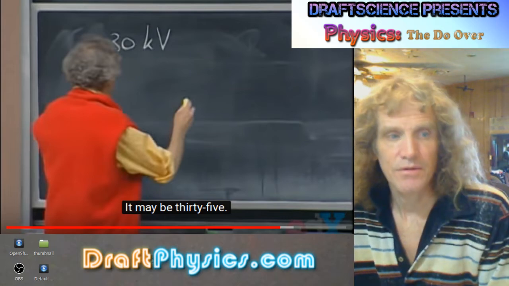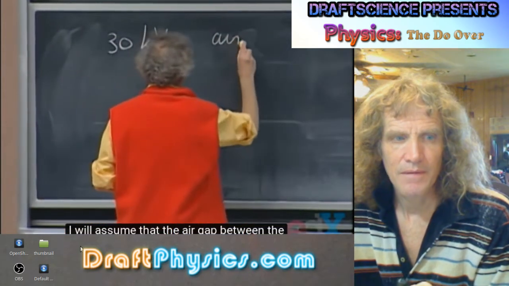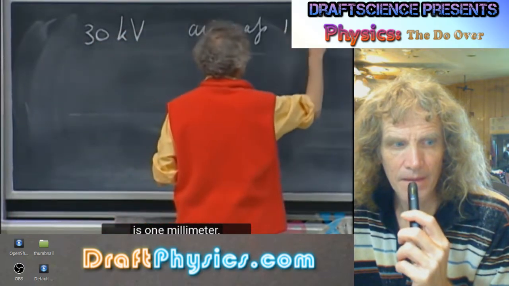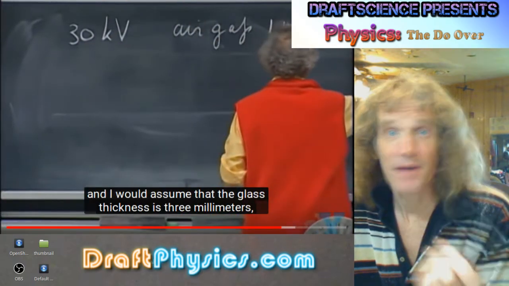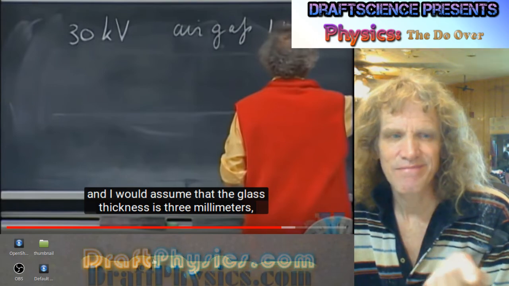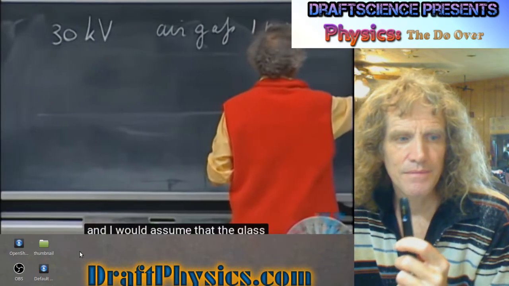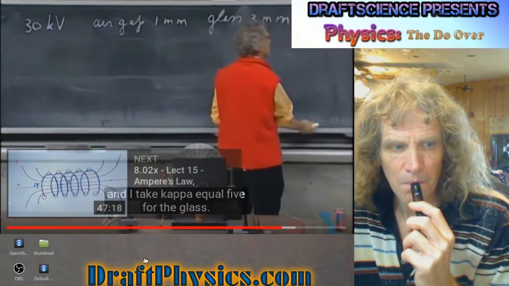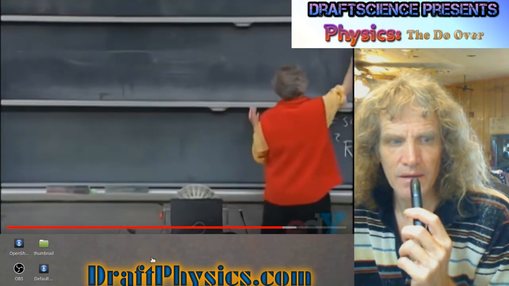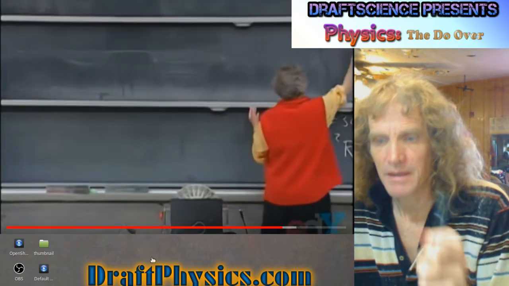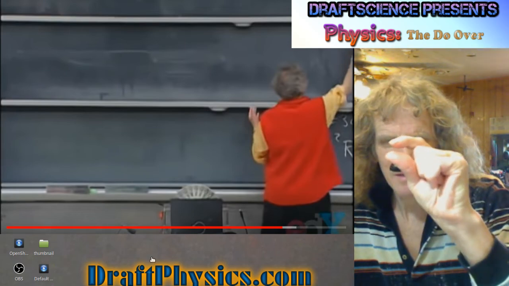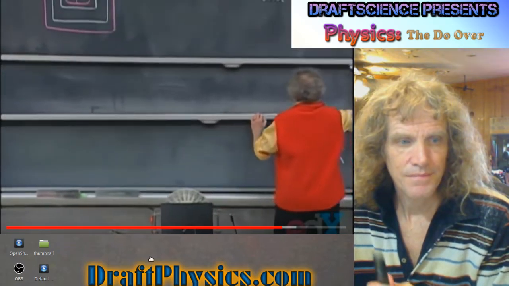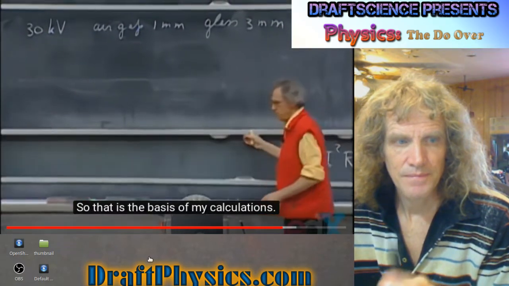So 30,000 volts is what we're starting with. I will assume that the air gap between the outer conductor and the glass is 1 millimeter, that both are 1 millimeter. We know that they're closer than that, but I will assume that the glass thickness is 3 millimeters, and I take kappa equals 5 for the glass. That seems a crazily big number, 3 millimeters for the glass. I mean, that seems a little bit thick for a little beaker. But okay, let's play along. So that is the basis of my calculations.